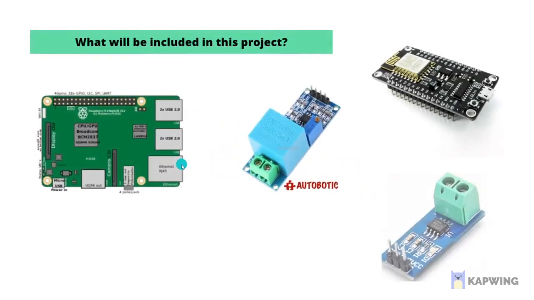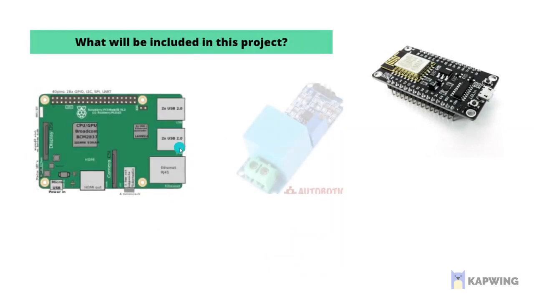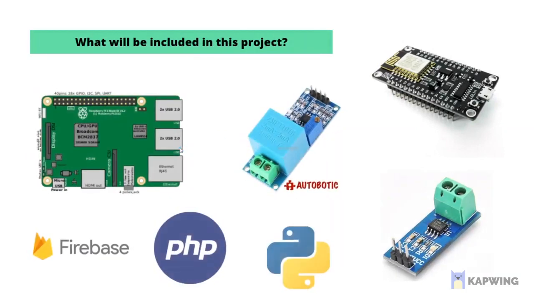So next is what will be included in this project. Here it will include a Raspberry Pi, which will work as a server, and this is a voltage sensor, and one NodeMCU module, which is a Wi-Fi module, and a current sensor. And for the real-time database, I will be using Firebase.